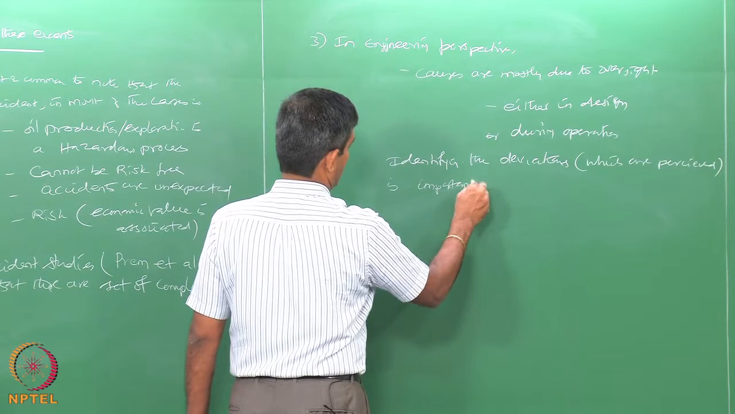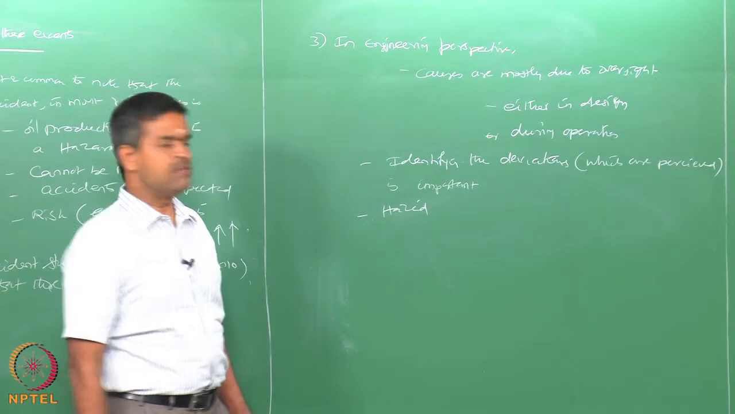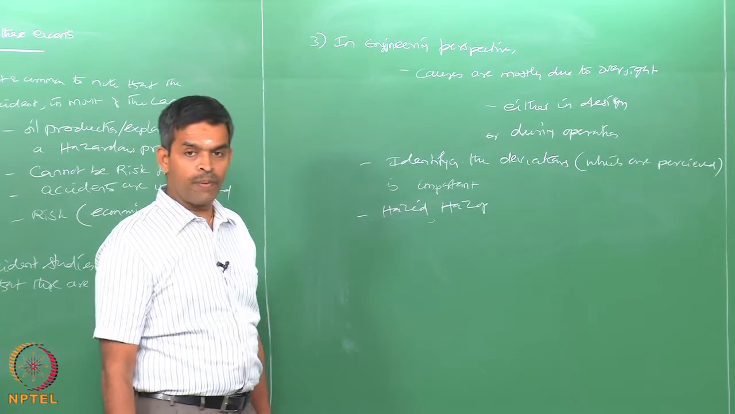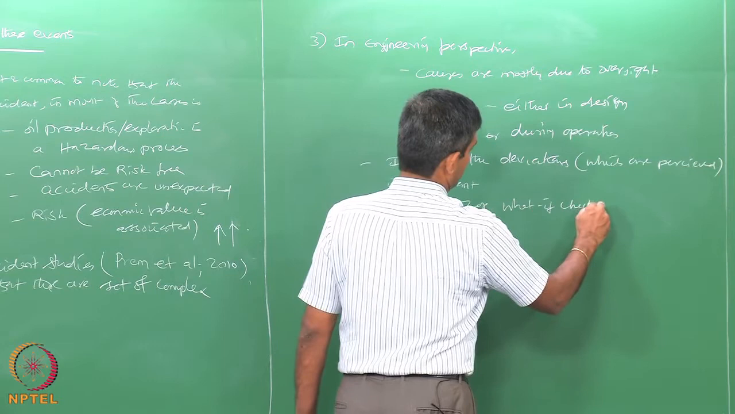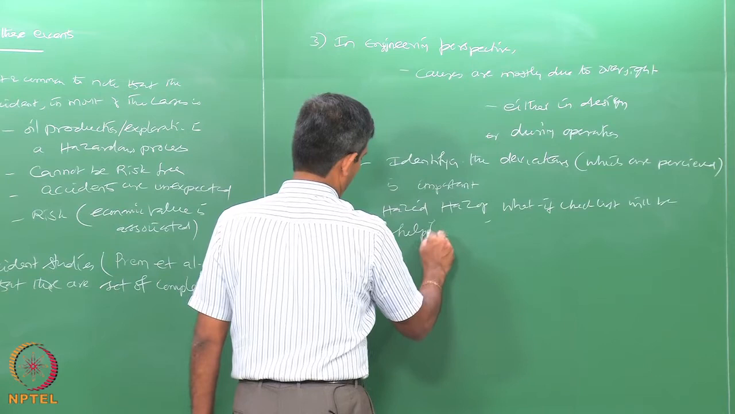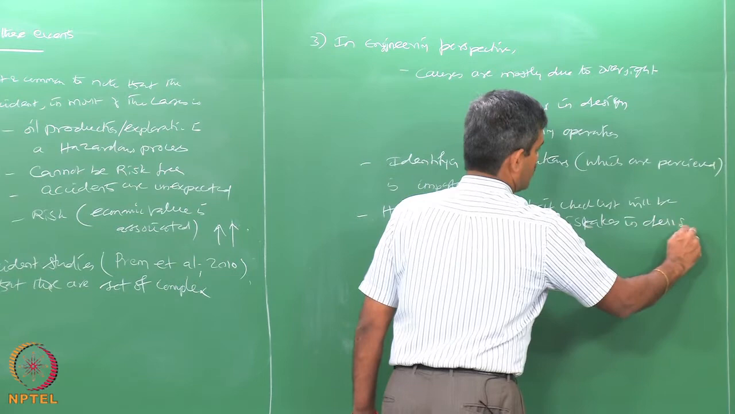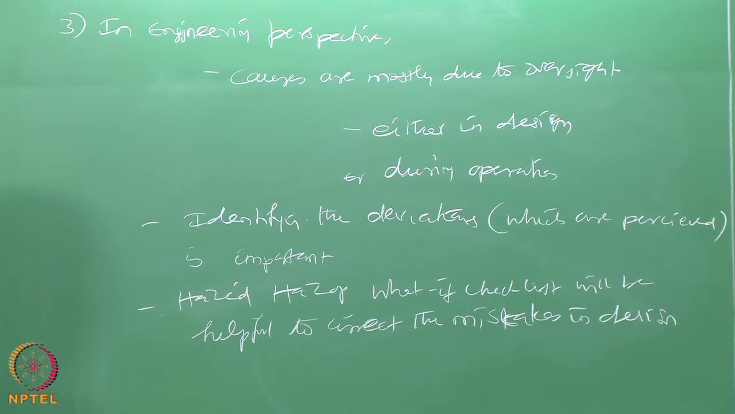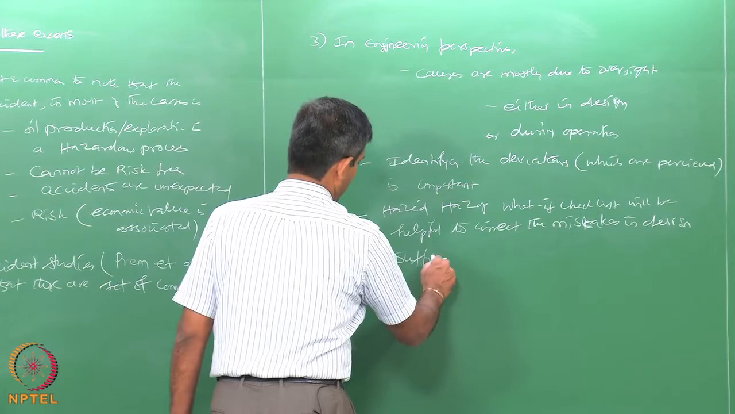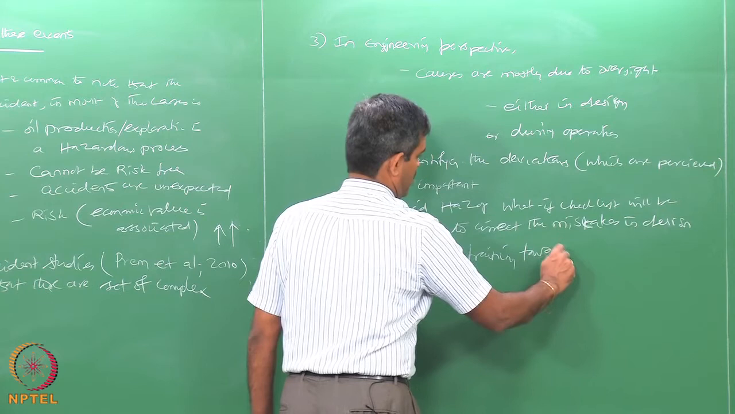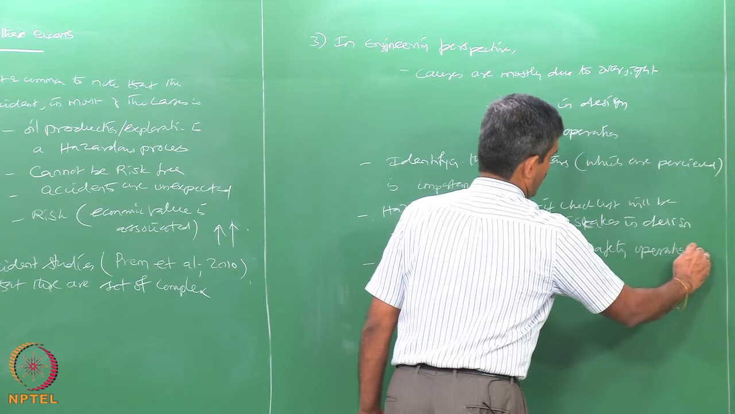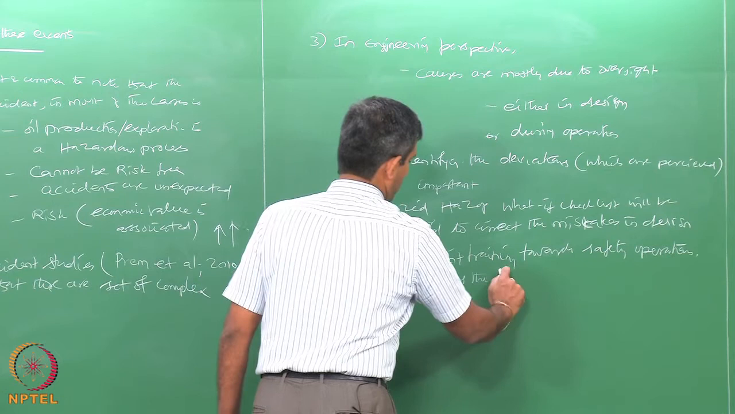So, hazard identification, HAZOP, which gives me hazards during operation of the plant. What if a checklist will be helpful to correct the mistakes in the design, before these design mistakes become very expensive, as in the cases we reported. Subsequently, sufficient training towards safety operations could always save the platform or save the oil business by a large amount.